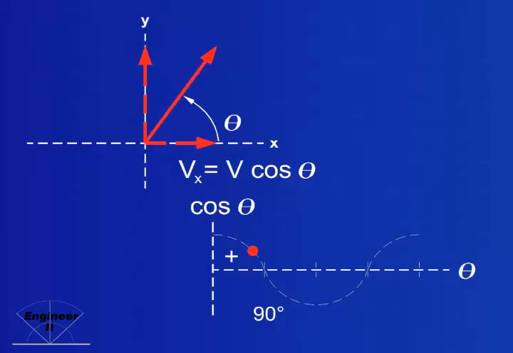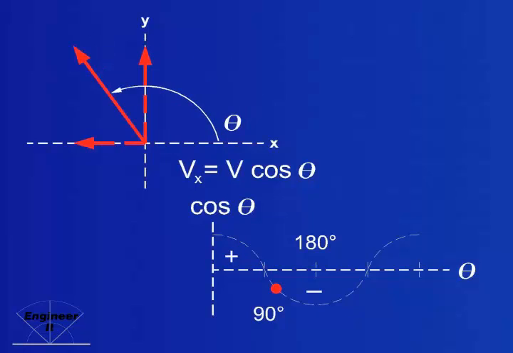As the direction of vector v rotates counterclockwise from the x-axis, the magnitude of the vx component varies with the cosine of theta. For angles between 0 and 90 degrees, cosine theta is a positive value. Therefore, the vx component will be positive. As the direction of vector v varies between 90 degrees and 180 degrees, the cosine of theta is negative, and the vx component becomes negative.